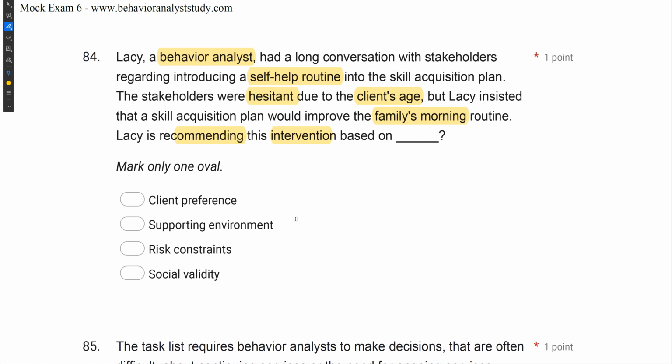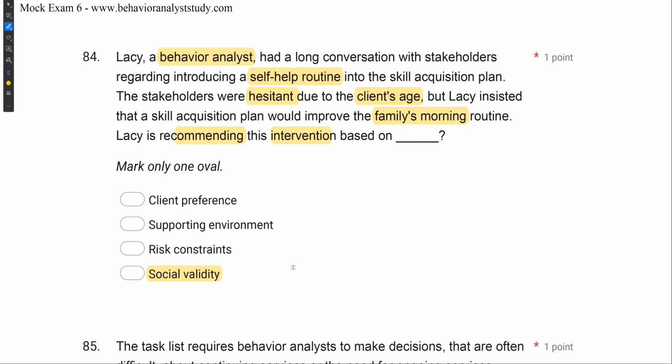We can skip that. What about supporting environment? Well, the family's not really on board, so she's not really basing it on supporting environment. She's got to convince them that this is a good idea. What about risk constraints? We're not really talking about risk here. We're talking more about improving their routine. It doesn't seem to be a risk, right? Stakeholders have hesitancy due to the client's age, but it says nothing about risk. What Lacey is saying is this is very socially valid. It's meaningful. If we do this, your family's morning routine will improve. We're going to improve the kid's life and your life. It's very socially valid. So Lacey's recommending the intervention based on social validity.